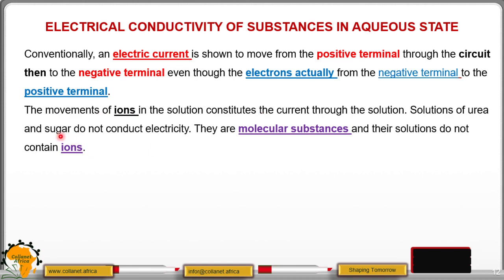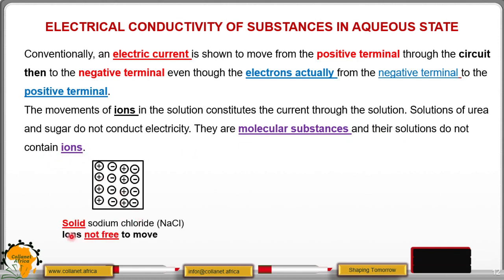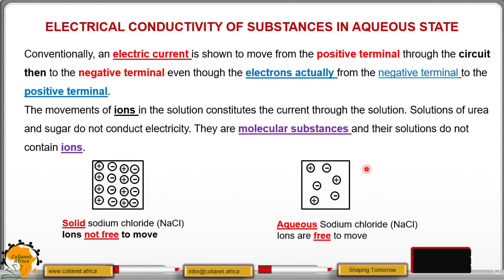Solutions of urea and sugar do not conduct electricity. Why? Because they are molecular substances. So urea and sugar are molecular substances, so they don't contain ions. And that is why they don't conduct electric current, because they do not contain ions. In this case, you will have solid sodium chloride, ions not free to move, while in the aqueous state, the ions are free to move. So the ions are responsible for electric conductivity.